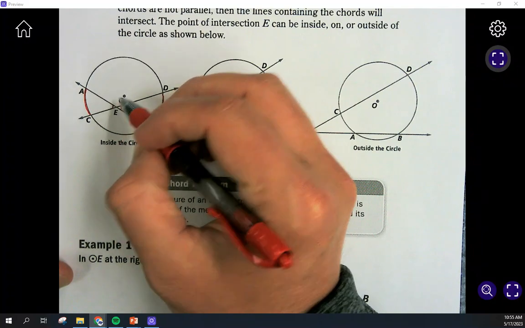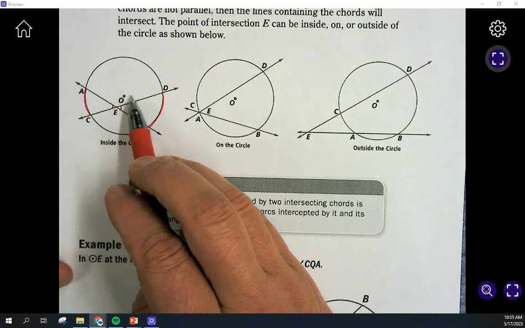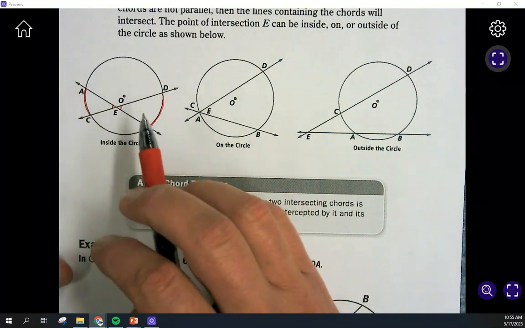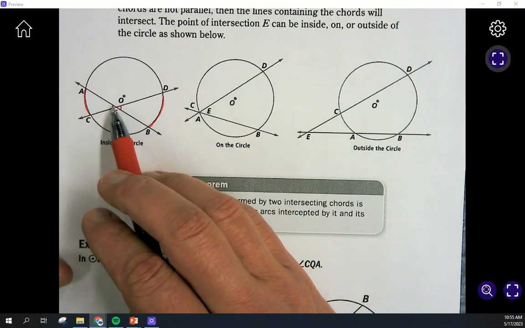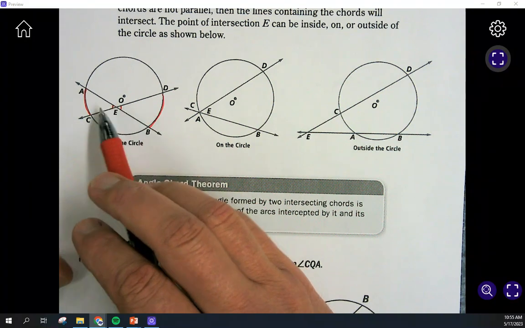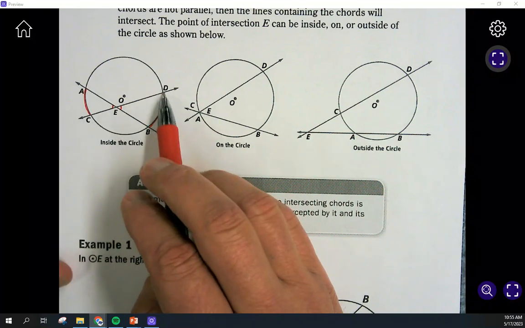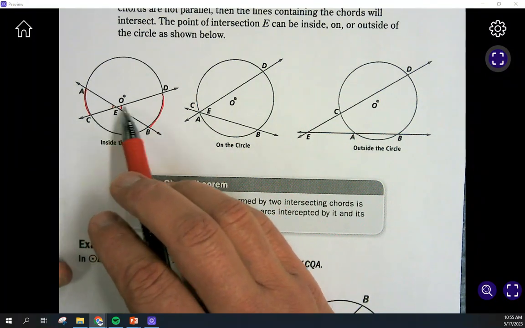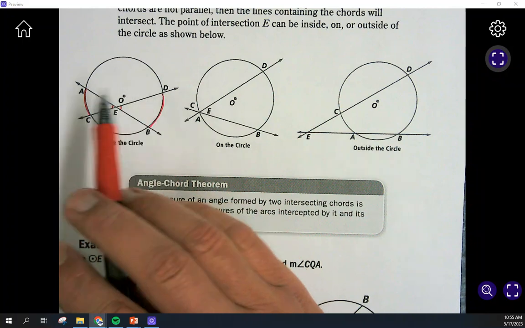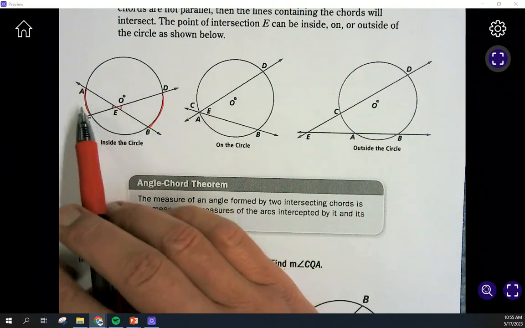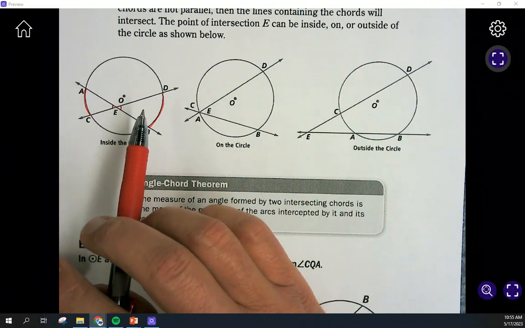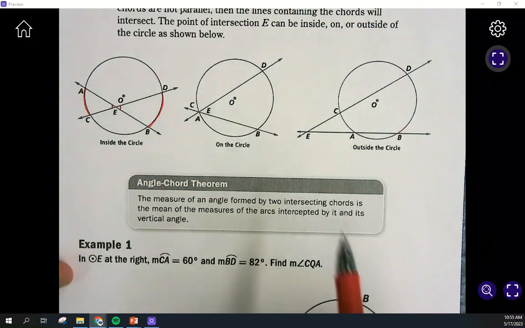Now, they're not equal to it. We know that a central angle, if I project it out, is equal to those arcs. First of all, these are vertical angles. So the angles in here are equal to each other, but they're not equal to these arcs. You can clearly see AC is smaller than DB, but these angles are going to be equal to each other. So there's a special relationship between these two arcs and these two angles. And they're not equal because it's not a central angle.